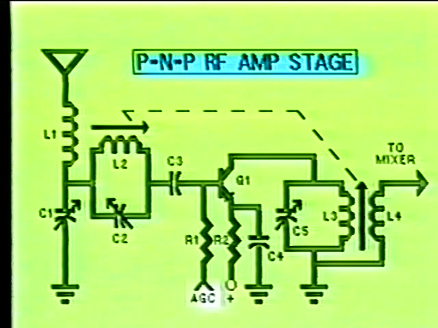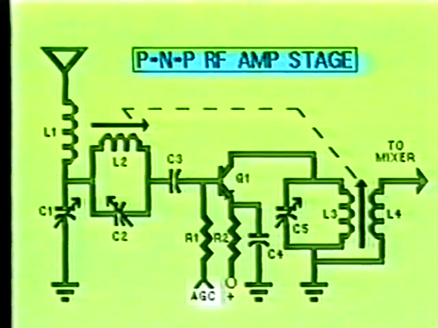By now, you may have noticed that the base of transistor Q1 is being supplied with a voltage potential from the automatic gain control circuit labeled AGC. The AGC circuit is designed to keep the base of Q1 negative with respect to the emitter. This is necessary since Q1 is a PNP device. Basically, the AGC voltage being applied at the base of Q1 will be less positive than the emitter voltage.